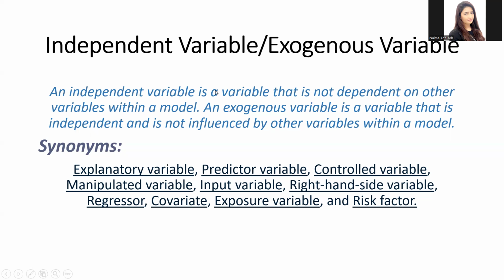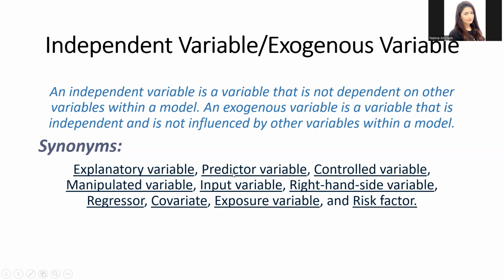Again, an exogenous variable. Let me make one thing clear. Independent variable and exogenous variable are synonyms. You can use exogenous variable or you can use independent variable. An exogenous variable is a variable that is independent and is not influenced by other variables in the model. Okay, let's go through the synonyms available for this.